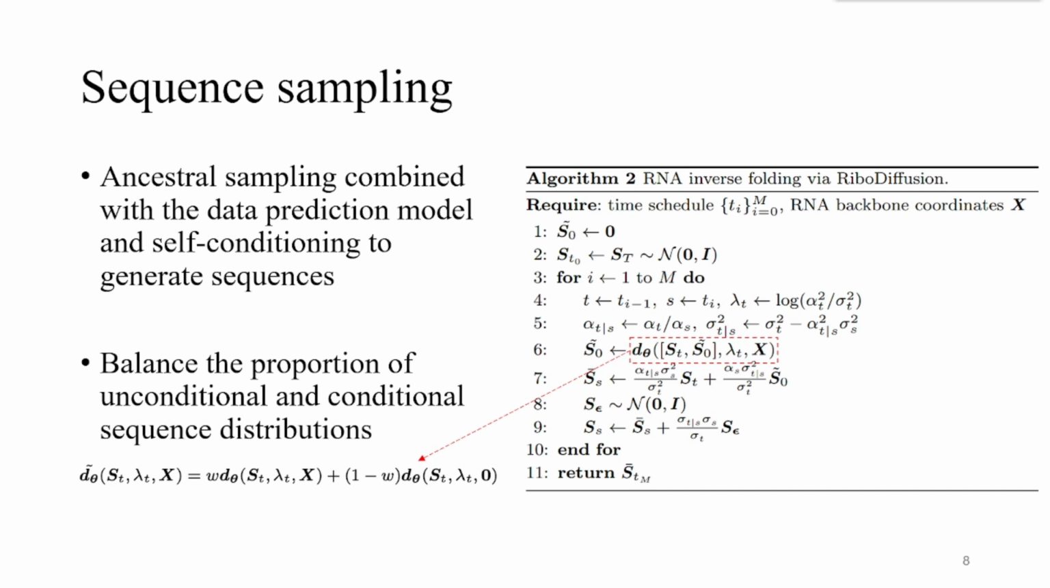We construct a generative denoising process based on the parameterized reverse time SDE with the optimized data prediction model to generate RNA sequences that are likely to fold into the given backbone. We apply convenient ancestral sampling combined with the data prediction model and self-conditioning to generate sequences. During the generative denoising process, our model can balance the proportion of unconditional and conditional sequence distributions by adjusting the output of the data prediction model.